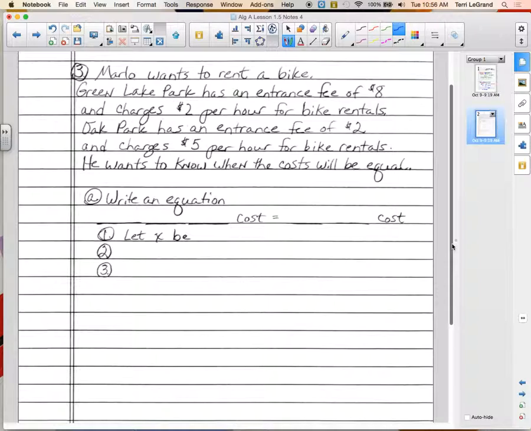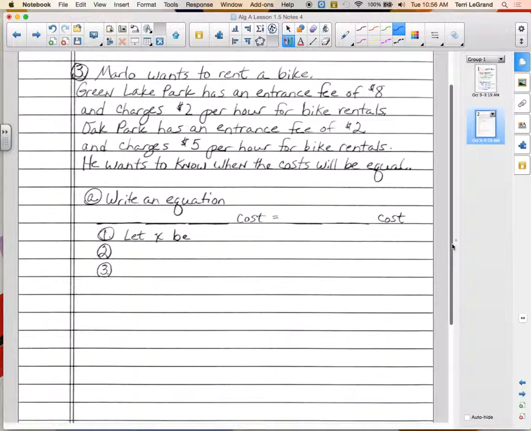Oak Park, so it sounds like there's another option. Oak Park has an entrance fee of $2 and charges $5 per hour for bike rentals. Well, Marlo, it's a he, wants to know when the cost will be equal. Okay? What are we going to do? How are we going to figure out when the costs are going to be equal? You guys can check for a while, or?